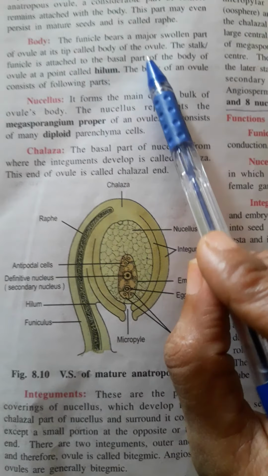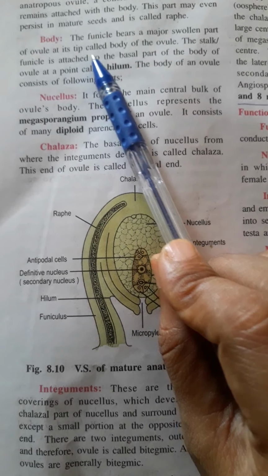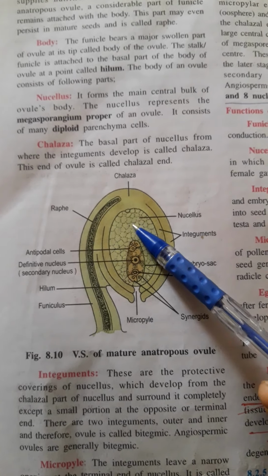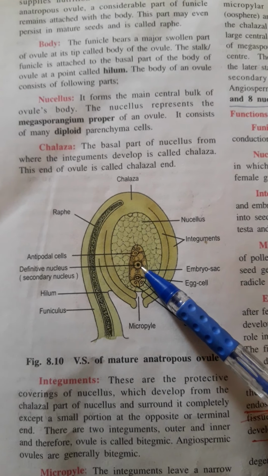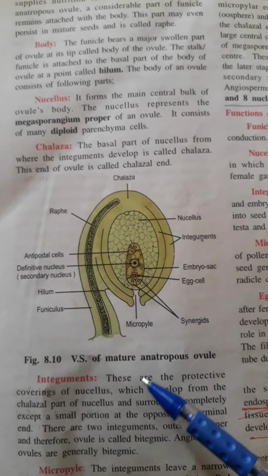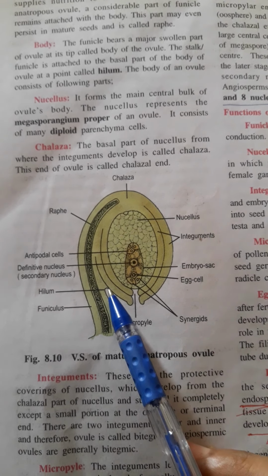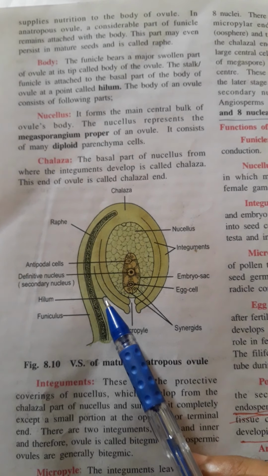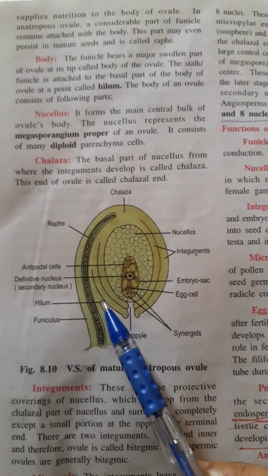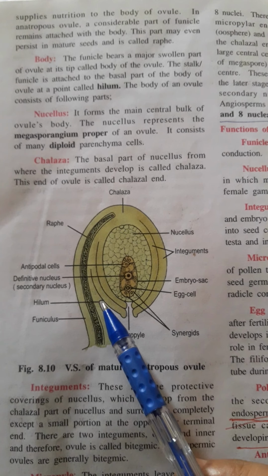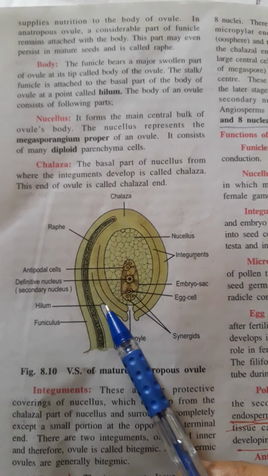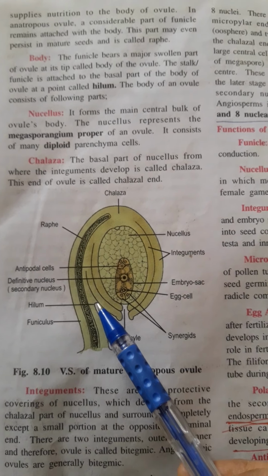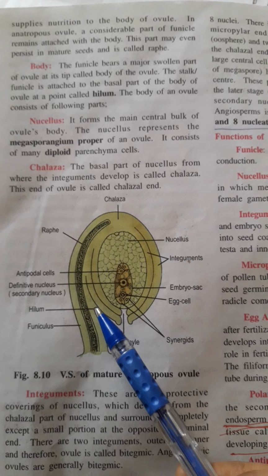The funicle bears a major swollen part of ovule at its tip called the body of the ovule. So this swollen part is the body. The stalk funicle is attached to the basal part of the body of ovule at a point called as hilum. So what is this hilum? This hilum is the point of attachment between the funicle and the ovule.